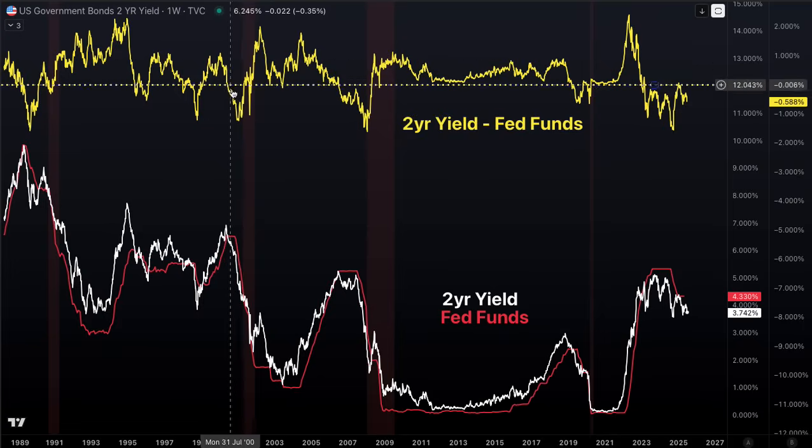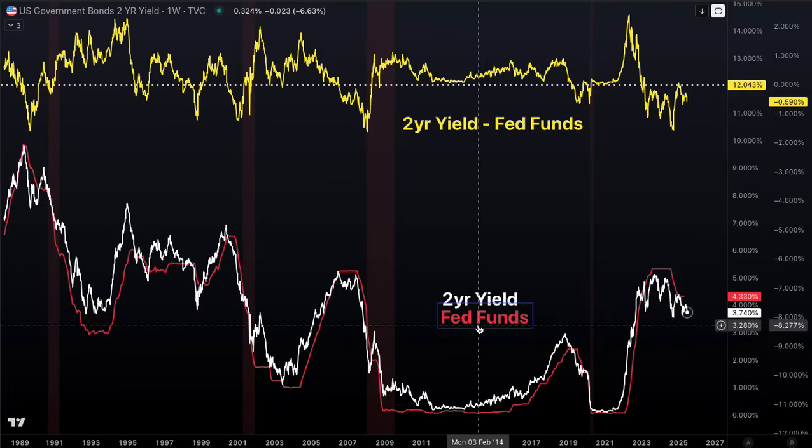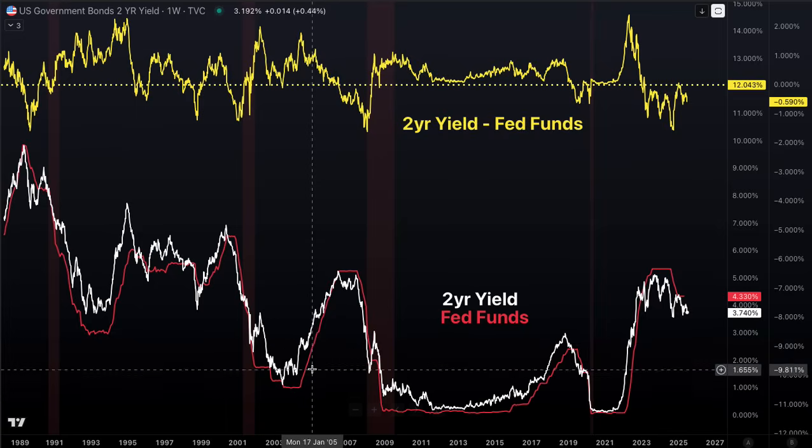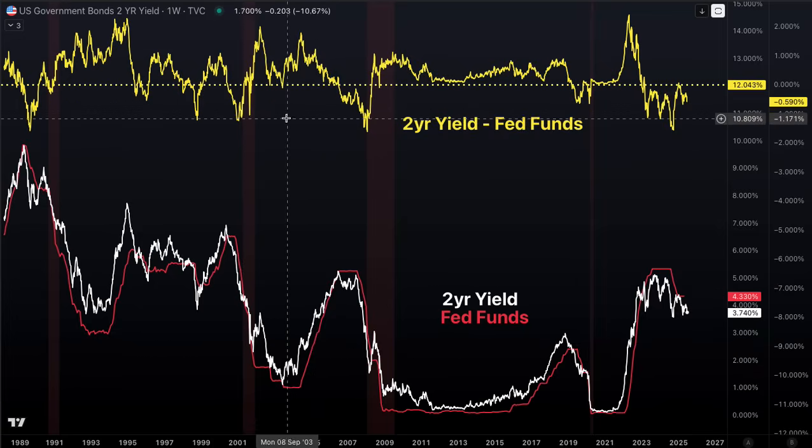Like the 2-year yield is indicating by going below Fed funds, below this dotted yellow line, what this yellow line shows is the difference between the red line, which is the actual Fed funds, and the white line, which is the 2-year yield. This yellow line is showing the difference between the two of them. It's just a different way to visualize the same data.